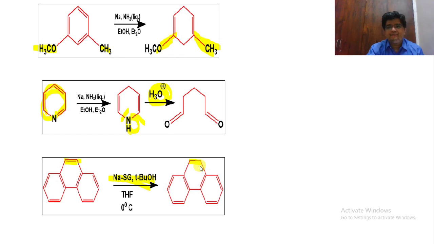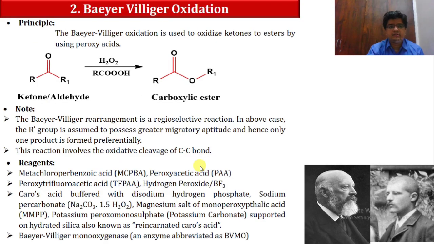Now let us understand one more reaction, that is Baeyer-Villiger oxidation. The scientists called Baeyer and Villiger invented this reaction, that is Baeyer-Villiger oxidation. So now let us understand its principle. The Baeyer-Villiger oxidation is used to oxidize a ketone to an ester by using a peroxy acid.